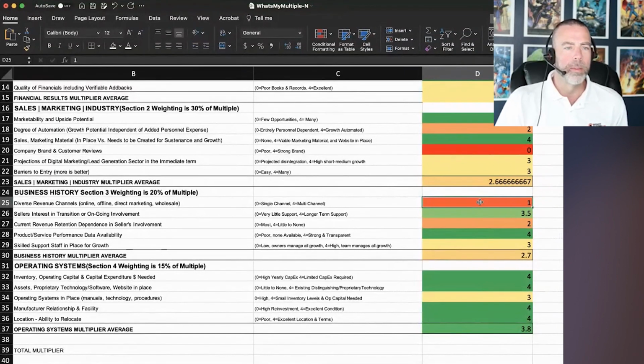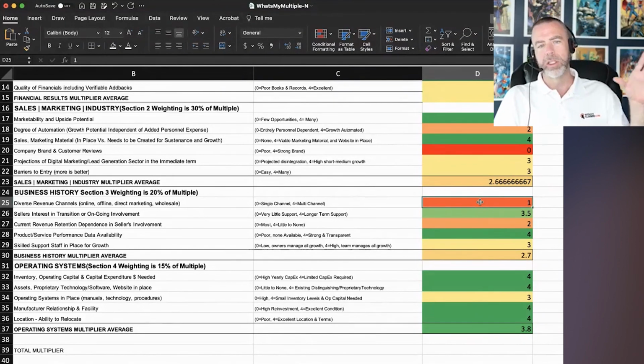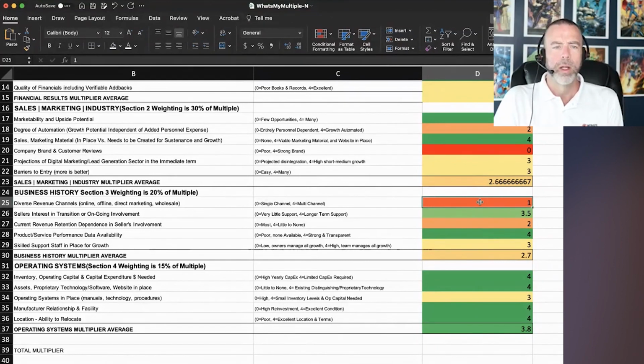Our next one under the business history section is diverse revenue streams. They're fairly one-dimensional. Their advertising is leading to 1 or 2 marketplaces. I believe it's a Shopify store, and they've got some recurring revenue on the back end of it. I don't think there's even any Amazon sales going on. If there was a significant amount of Amazon sales, I would bump this up a little bit, but I believe that's not the case here.